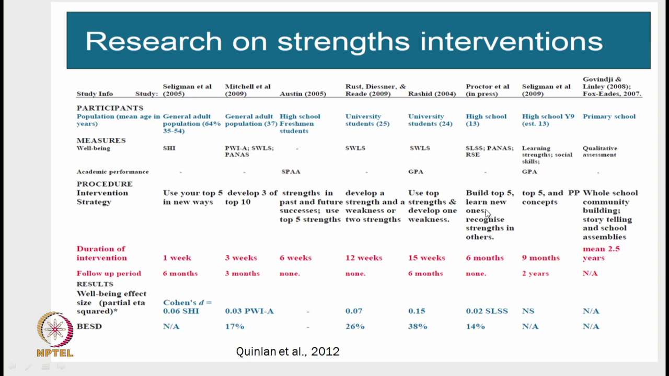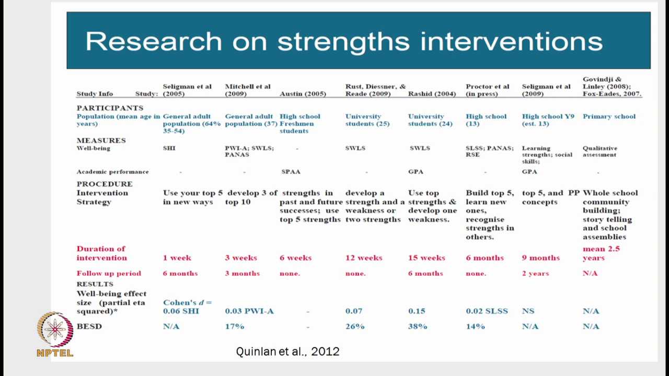The next strategy says build top 5, learn new ones, recognize strength in others. So, build 5 character strengths and learn new ways to use them as well as identify character strengths in others. The next strategy says top 5 and positive concepts they focused on. In the next one, you can see whole school community building, storytelling and school assemblies in this plan. So, like that, in the school setting there are various intervention programs.